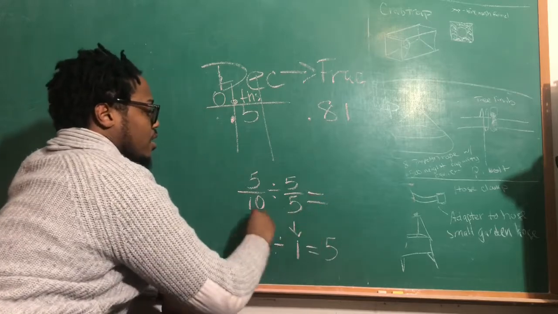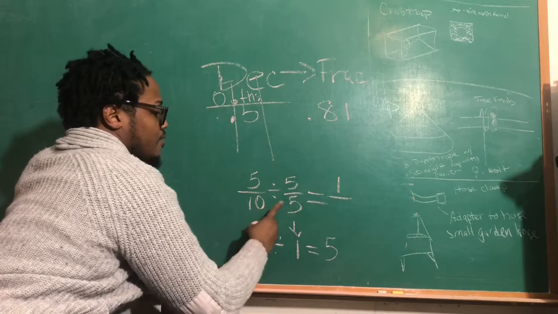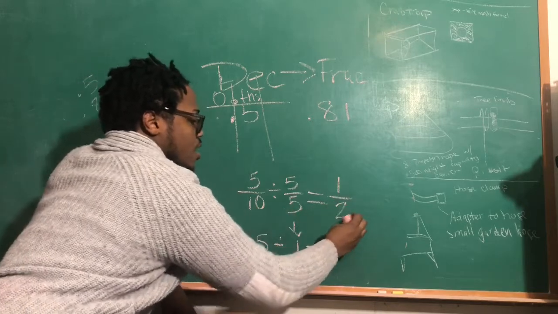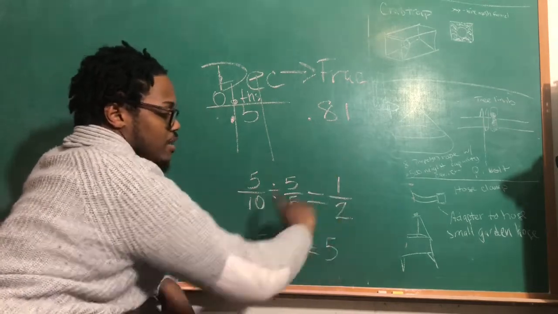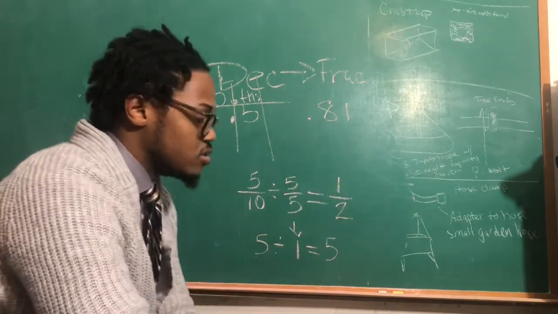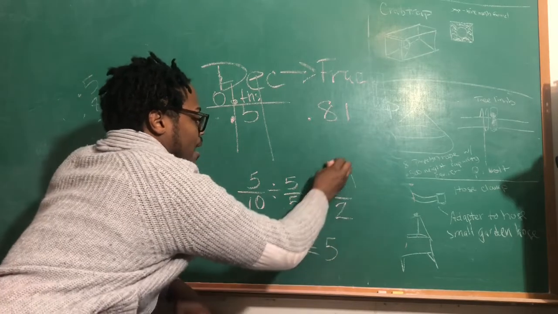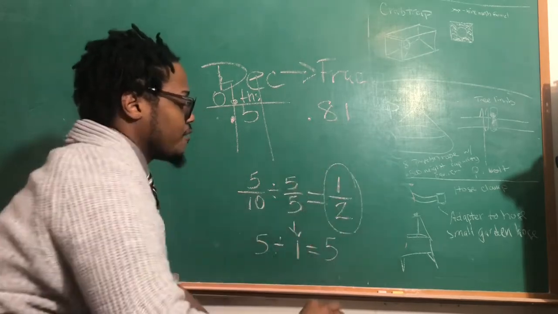But we divide it just like that. 5 divided by 5 is going to give me 1, and 10 divided by 5 is going to give me 2. I cannot simplify this and make it any simpler than 1/2. There's no other number that I could use to make that any simpler, so I will leave it as 1/2, and that would be my answer if I simplified that fraction.